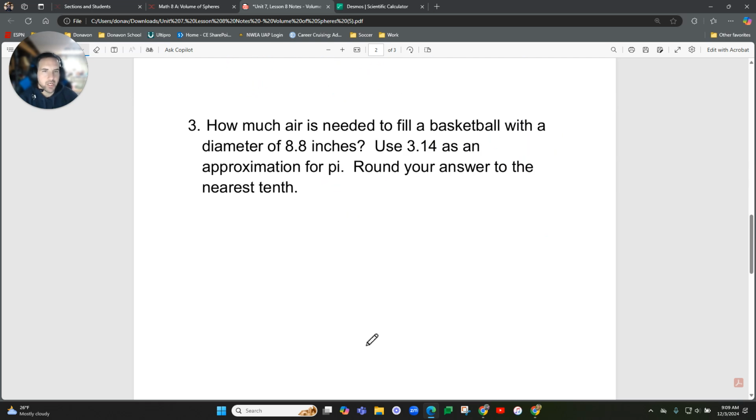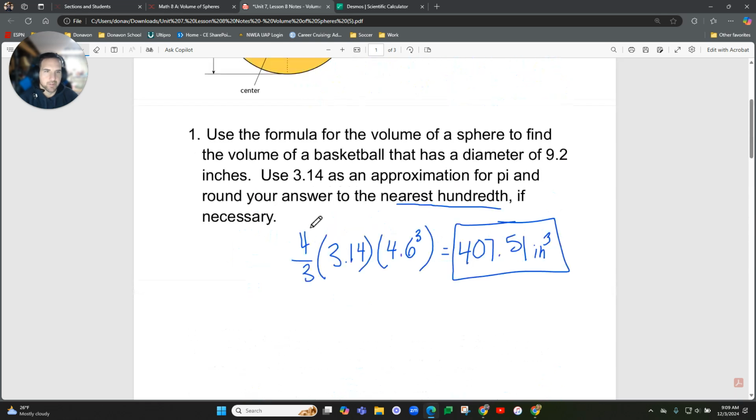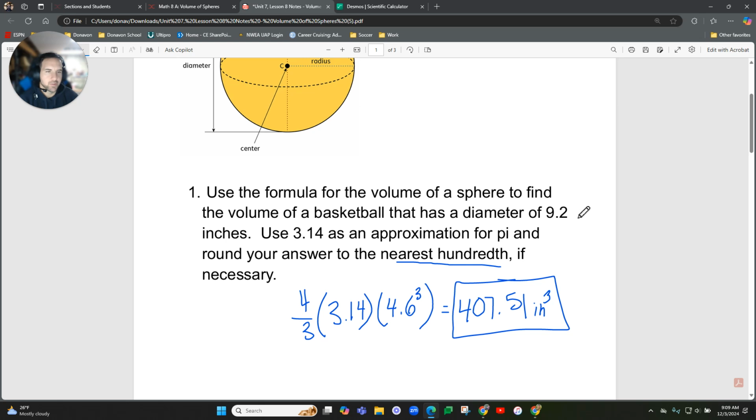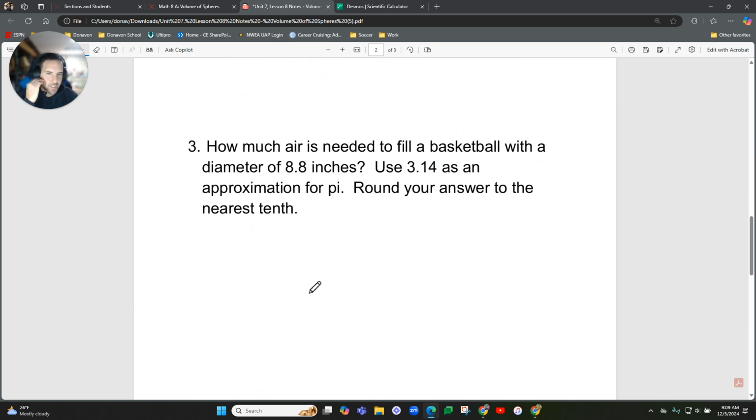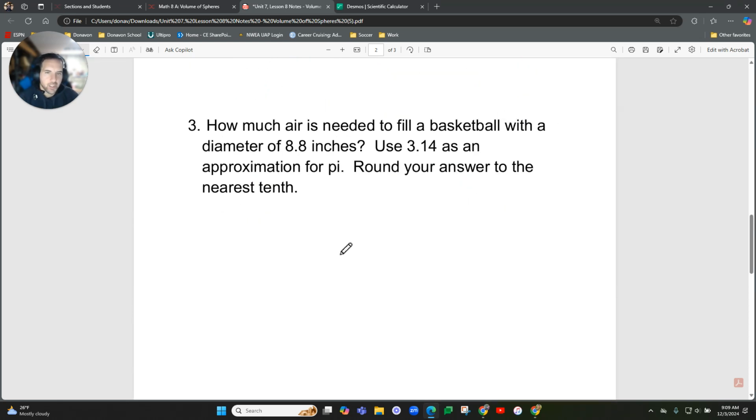All right, how much air is needed to fill a basketball? Air is volume. How much air are we putting inside of it? This one has a smaller diameter than the previous one. This one was 9.2 inches. This one is an 8.8 inch ball. We're just doing the same thing: volume of a basketball, just a smaller one than last time.